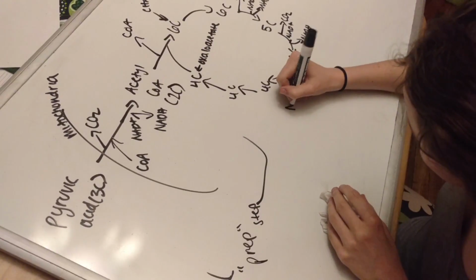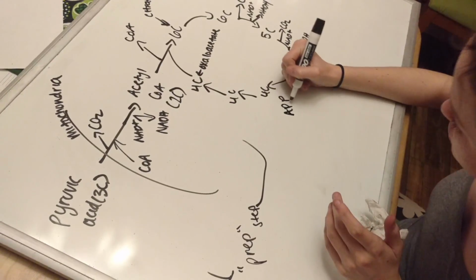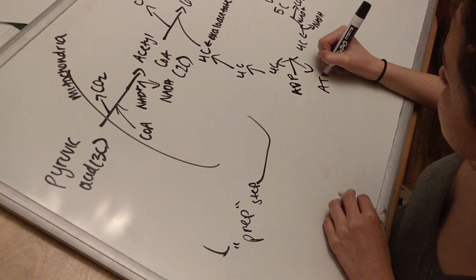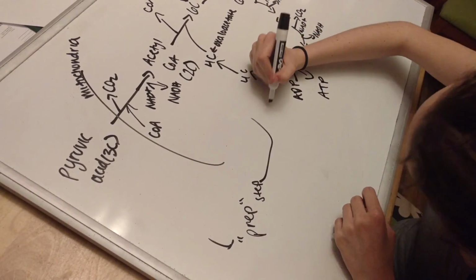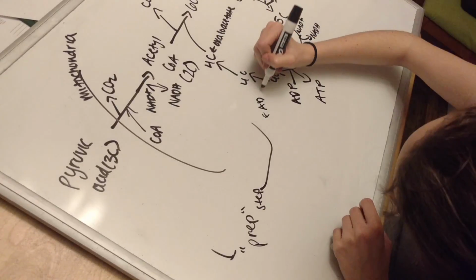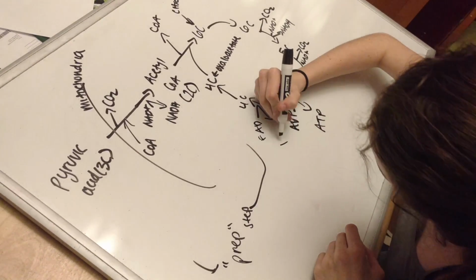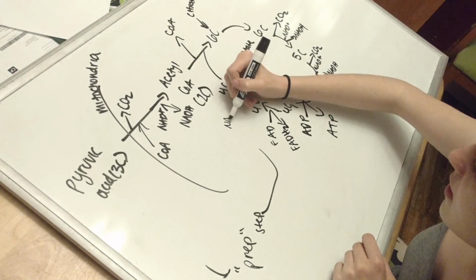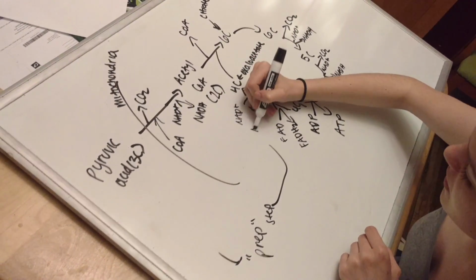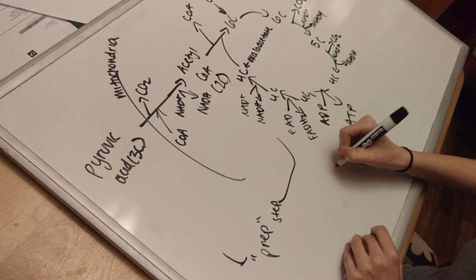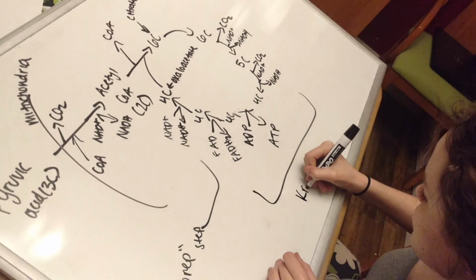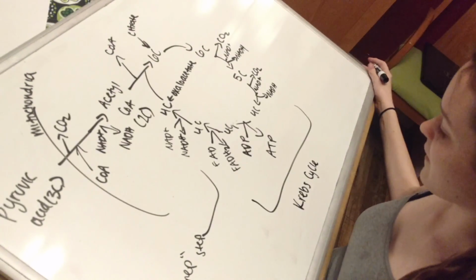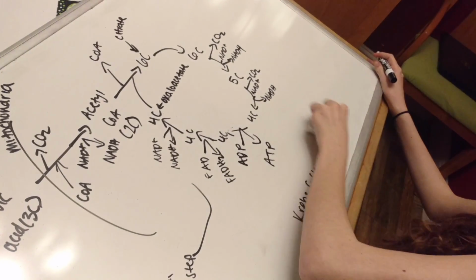At this step, it needs more energy because it's been doing this cycle for so long. That's how I remember it. So it turns ADP into ATP because it needs more energy. And then it goes FAD to FADH2, and then on this step it goes NAD plus to NADH again. And this is all called the Krebs cycle.